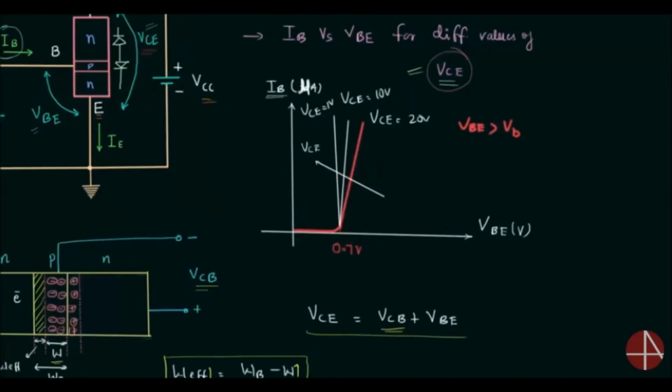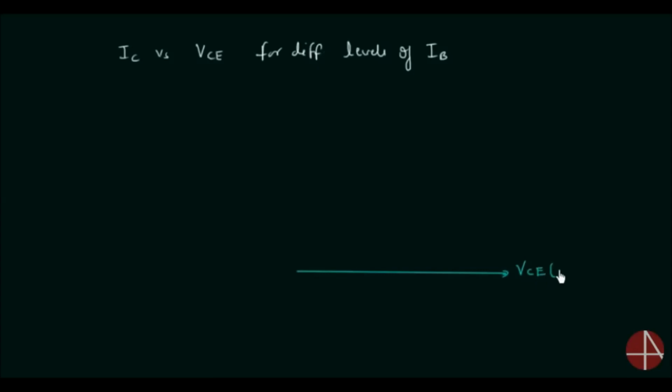The next thing is the output characteristics. Output characteristics is the graphical relation between the output current IC versus the output voltage VCE for different levels of input current IB. The x-axis is for the output voltage VCE, this is in volts. The y-axis is for the output current IC, this is in milliamps.